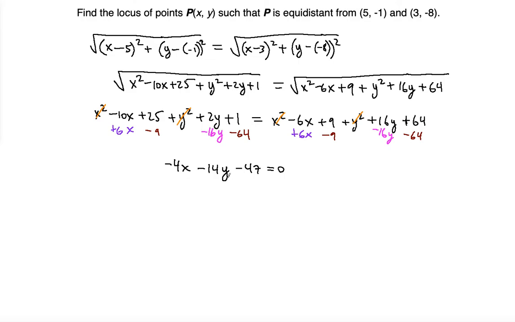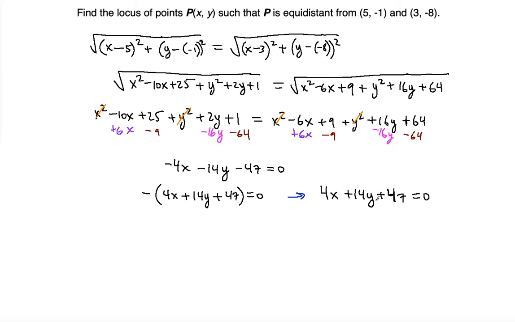Now, I really hate these negatives. So what I want to do is put the negative out and write it like this. Dividing both sides by negative will give us a better looking equation: 4x plus 14y plus 47 is equal to 0. Right? Because 0 divided by or multiplied by negative 1 does not change. So it looks better that way.